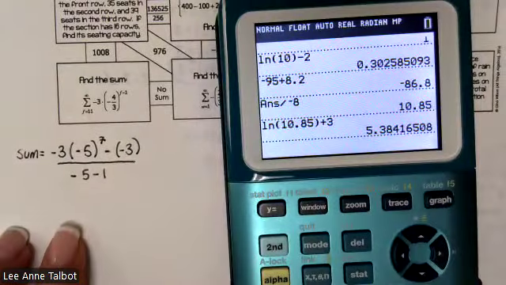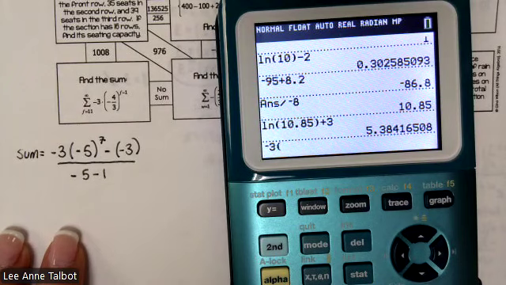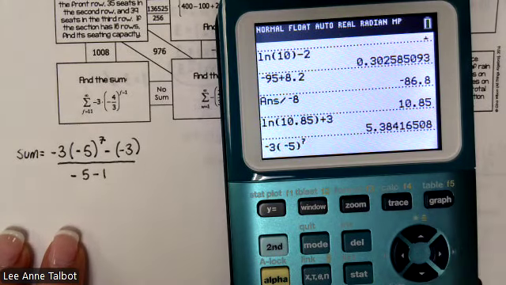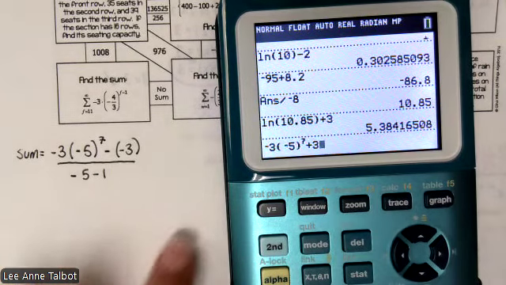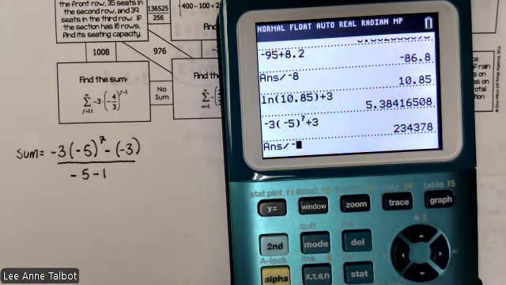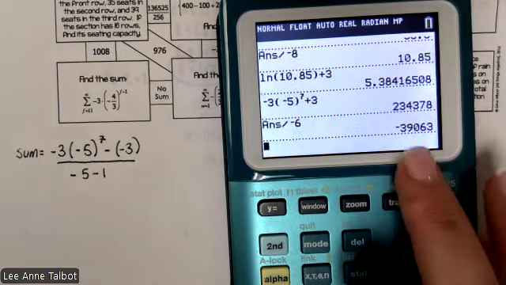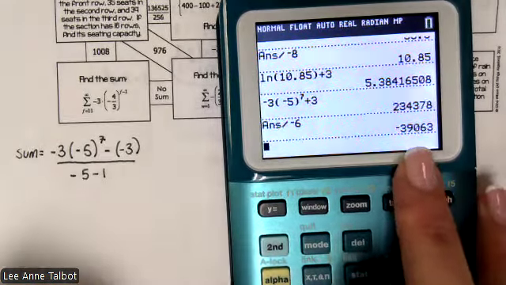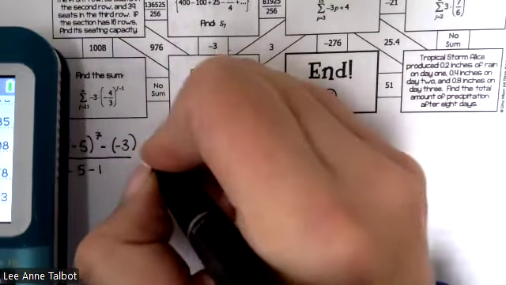Okay. -3, -5 to the 7 plus 3, enter, divided by -6, enter, -39,063.